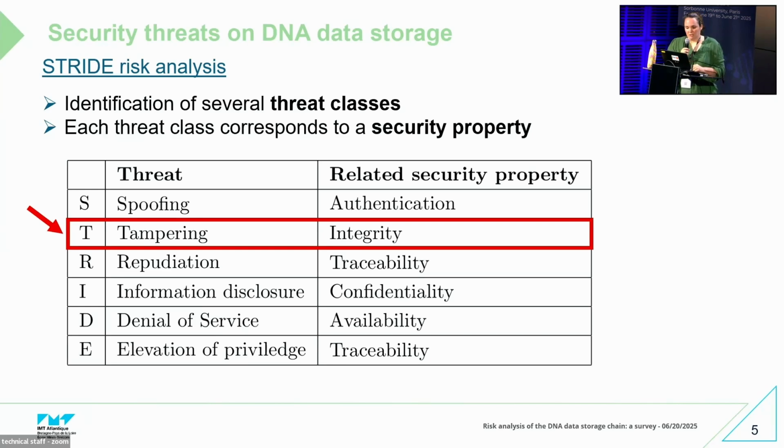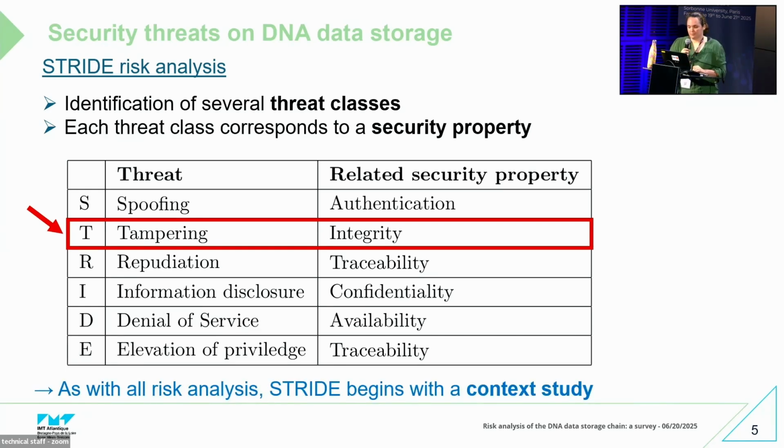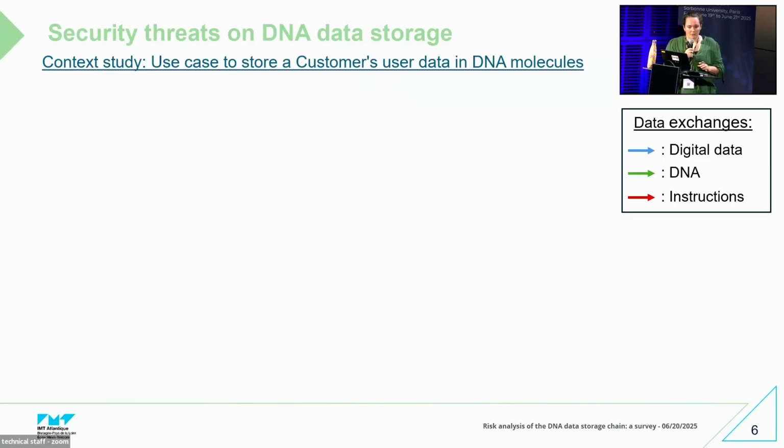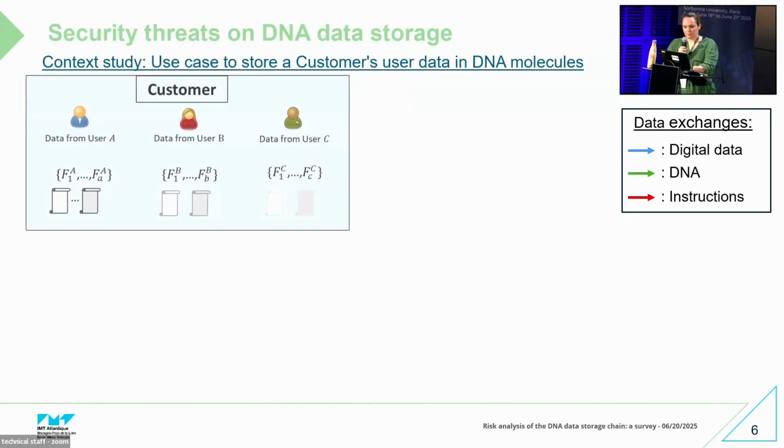As with all risk analysis, to identify threats in the data storage chain, we first did a context study and defined a use case for this chain. So what's a use case? In our use case, a client, a customer, wants to store several of their users' data in DNA molecules. To do so, the customer will interact with several service providers that provide 3 different DNA functionalities that are storing data into DNA, archiving this DNA, and recovering data from the DNA.